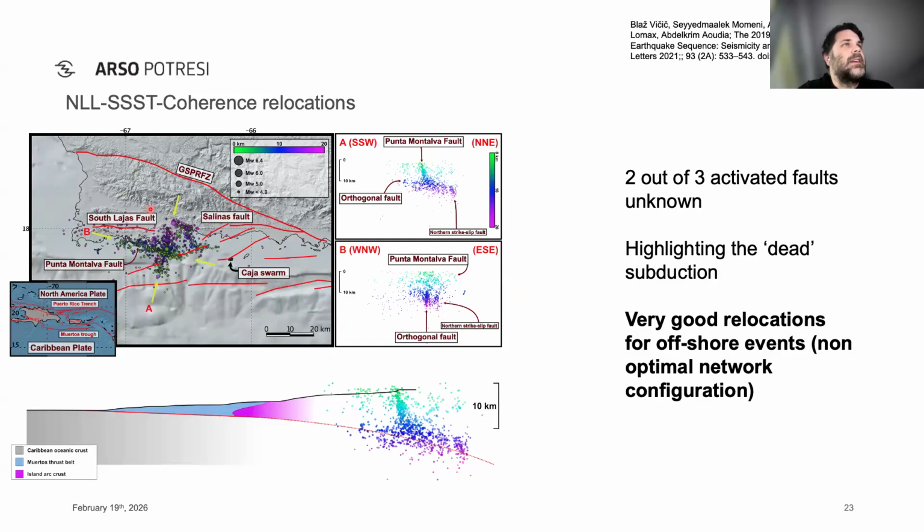It is also a nice example because all the stations are on the island here, and nothing here in the sea, but the locations had very small errors. The results were very nice because of using this absolute location, which also works quite well offshore.